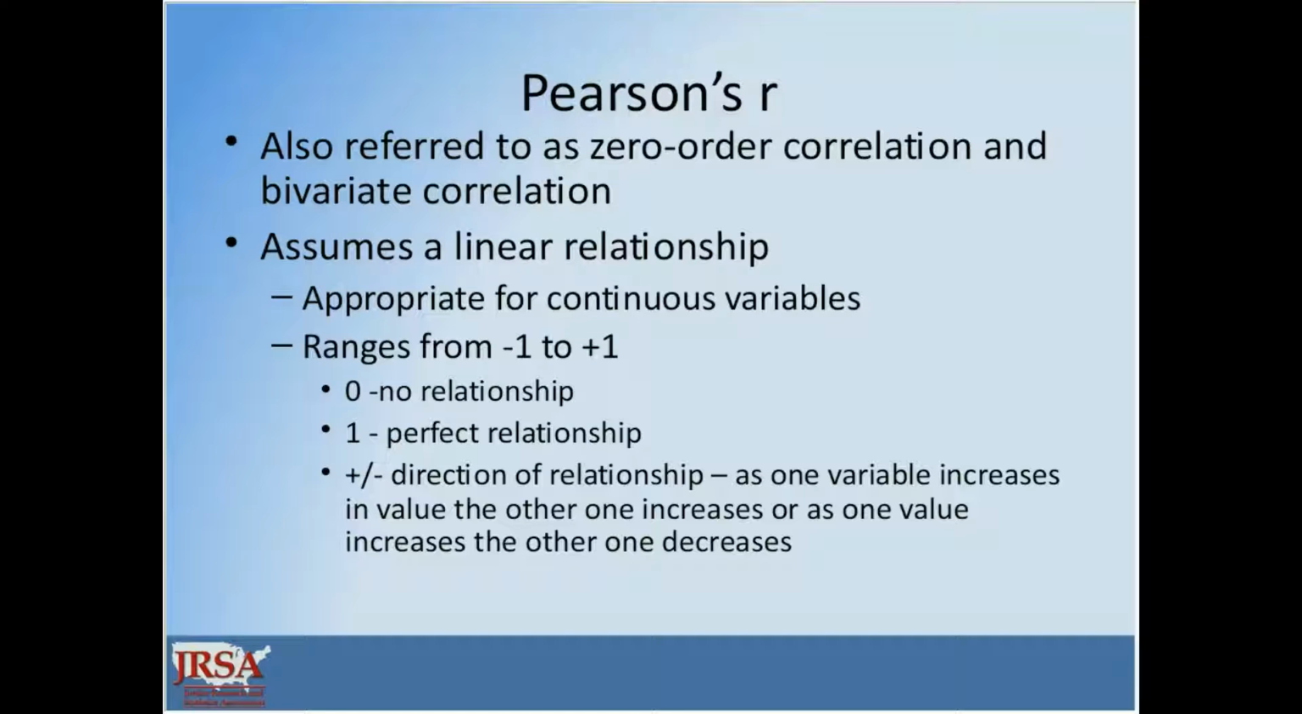So Pearson's R is also referred to as Pearson's correlation. If you hear people refer to zero-order correlation, bivariate correlation, these are all sort of interchangeable. So a Pearson's correlation attempts to draw a line of best fit through the data of two variables. And the Pearson's correlation coefficient R indicates how far away all these data points are to this line of best fit.